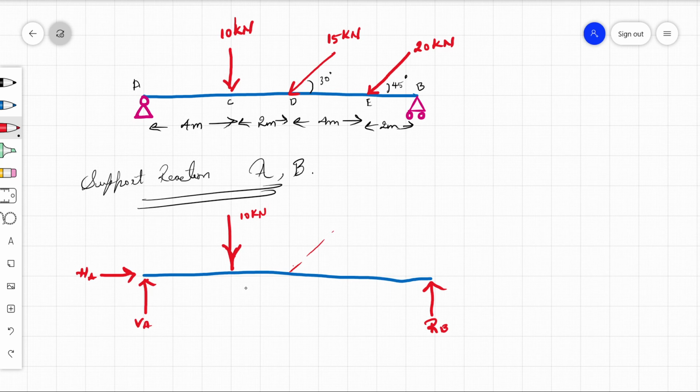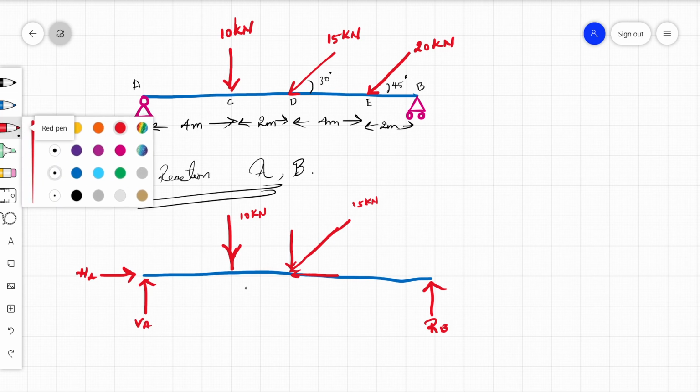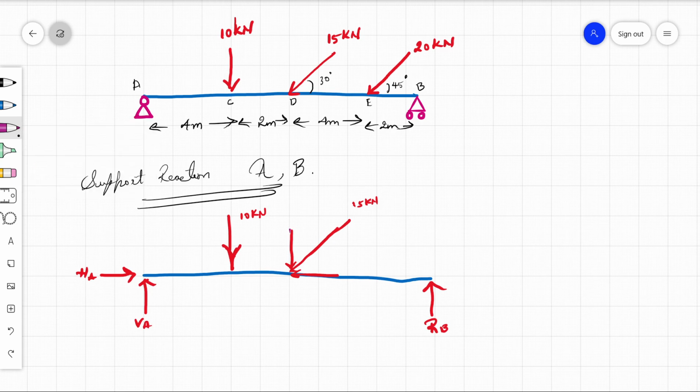This one I divide into components. I'll show you the full load for reference, that is 15 kilonewton. But I'll divide this whole load into an X component and a Y component. Let me change the color. One is the X component, the other the Y component. If the angle given over here is 30 degree, then this will be 15 cos 30 degree, and this one is 15 sin 30 degree.